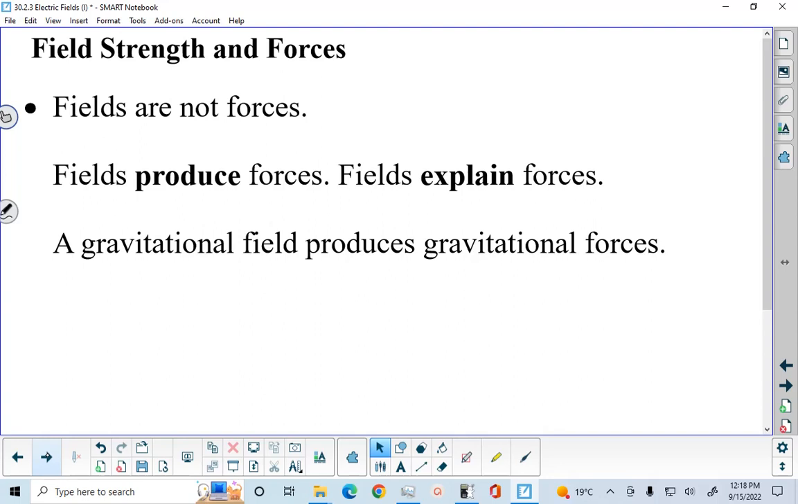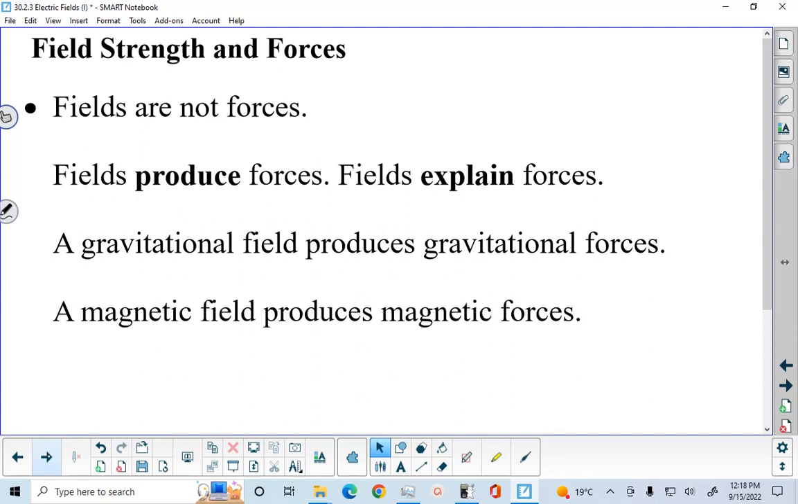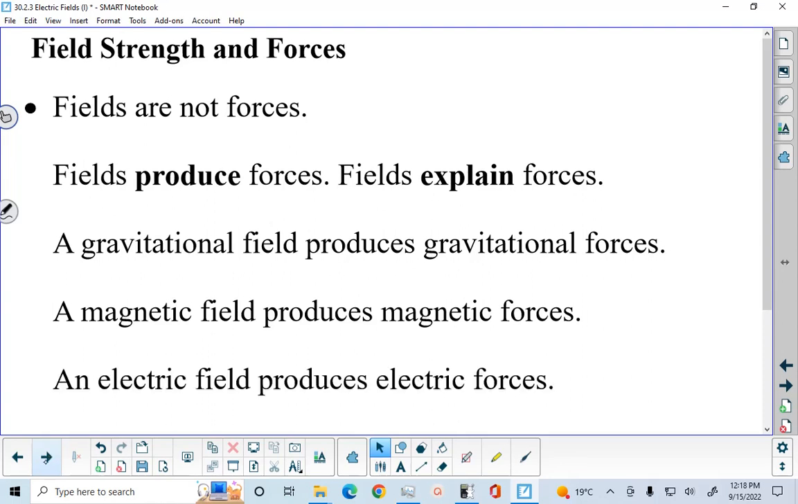So a gravitational field produces or is responsible for gravitational forces. A magnetic field produces magnetic forces. An electric field is responsible for or produces electric forces.